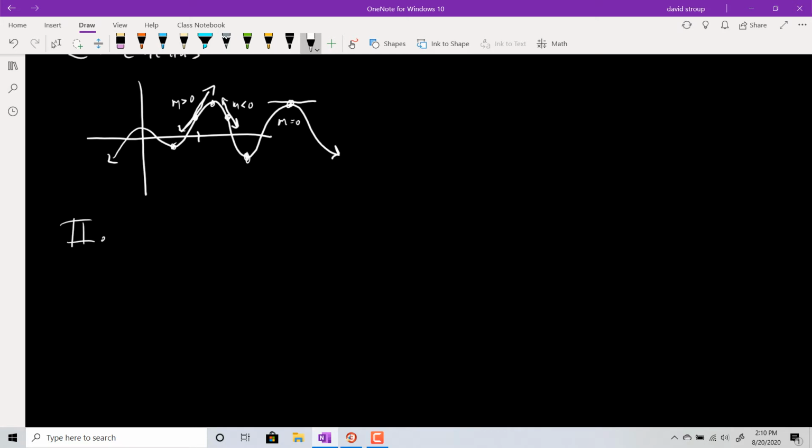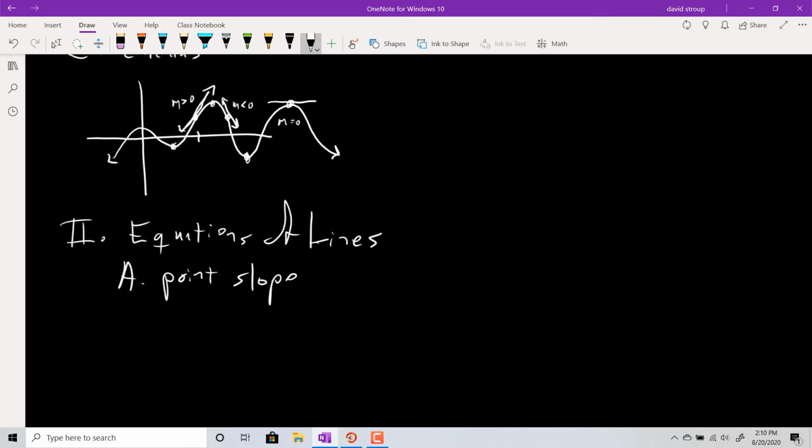And so here we go. So where do you usually see these slope things? You see them in equations of lines. So the first and probably most important equation of a line that you have is the point slope form. Okay, so if somebody gives you a point and a slope, all you have to do is plop it into this formula, and you'll have an equation of a line.